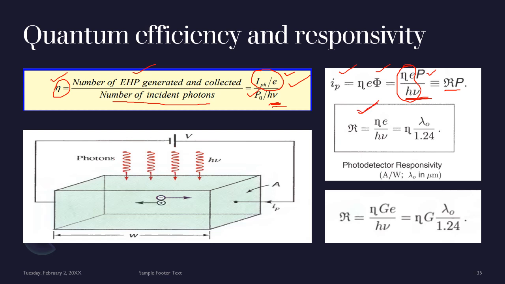We can define responsivity as IP divided by the incident power. This responsivity can be different for different photocathodes. By putting in the values of e and h, we can find that responsivity is equal to eta, the quantum efficiency, times lambda naught divided by 1.24, and its unit is ampere per watt because it is current by power. And if there is gain in the photodiode, as in an avalanche photodiode, there will be a gain factor, and in that case the responsivity is multiplied by the factor G.